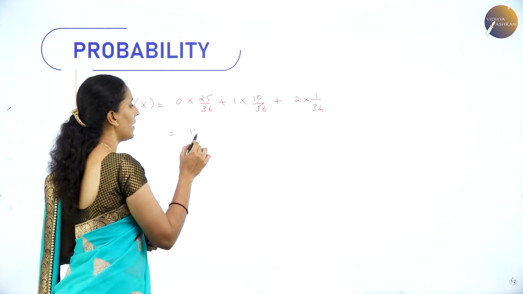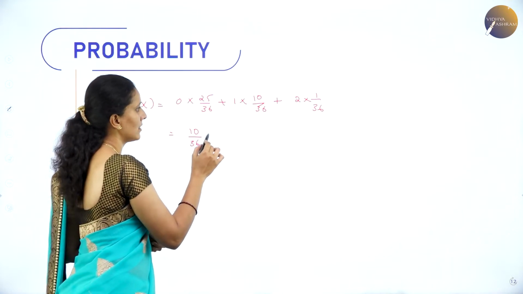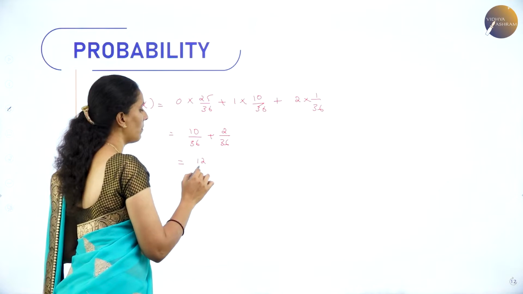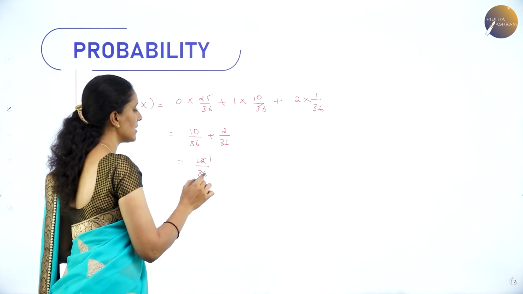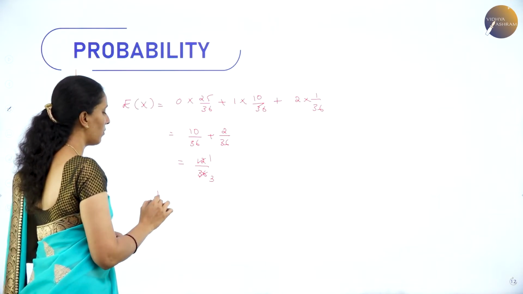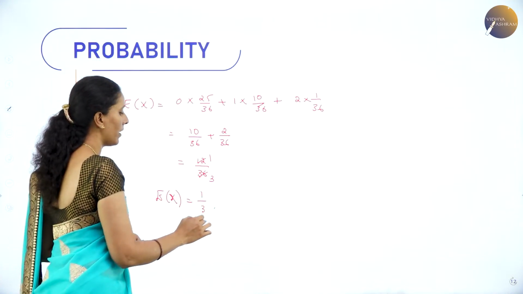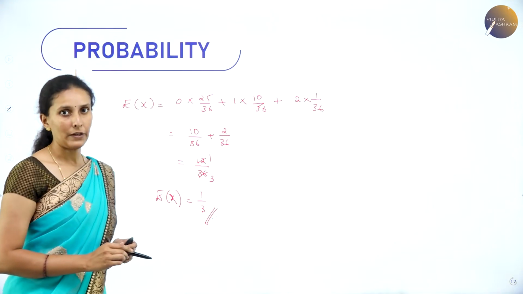So when you add 10 by 36 plus 2 by 36, we'll get 12 by 36. So 12 ones are 12, 12 threes are 36. So therefore, expectation of x is equal to 1 by 3. So this is the value.